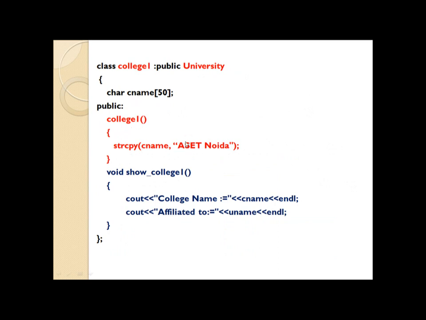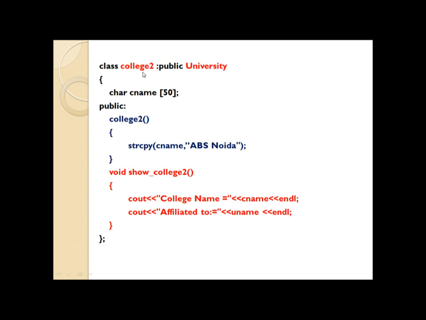We are interested in copying this ASET Noida into this, and finally we are utilizing this function show_college_1 to display the name of the college and affiliated university name. So C name will come from this class, whereas U name will come from the university class. So we are interested in using the data member of this old class, that is class university, into this. So we are inheriting uname for class college 1, which is the child class for this university class.